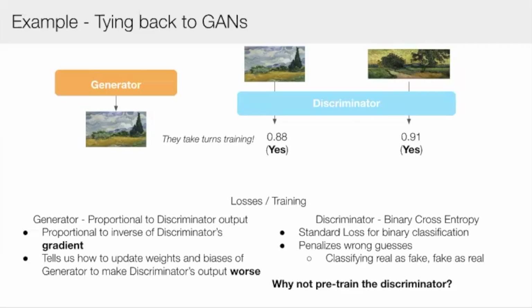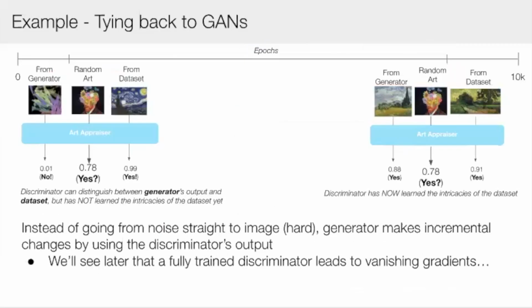So one question you might be asking is, why do we train the discriminator alongside the generator? Why don't we just have a pre-trained discriminator from the get-go? Well, remember the generator trains by taking a look at the discriminator's gradient slash loss. It sees in which direction the discriminator improves, and then does the inverse of that to try to trick the discriminator later on.